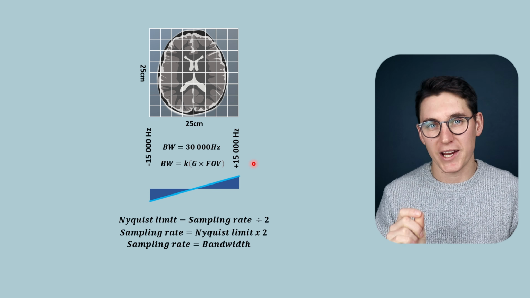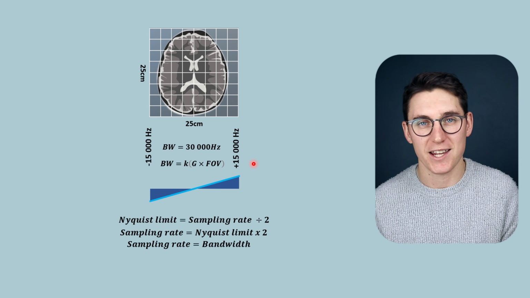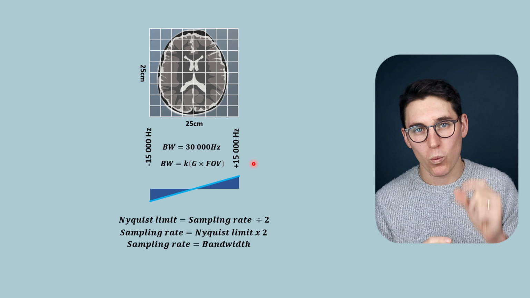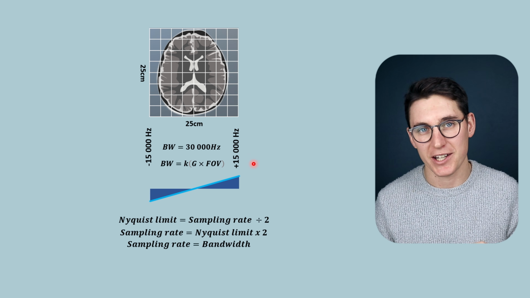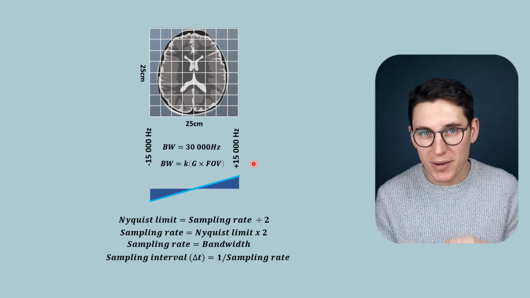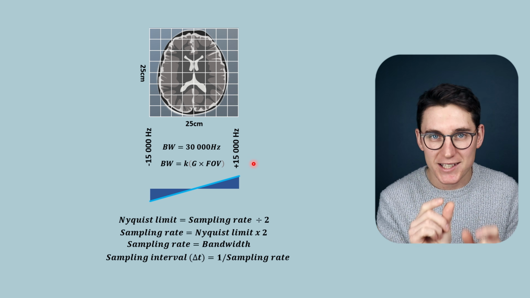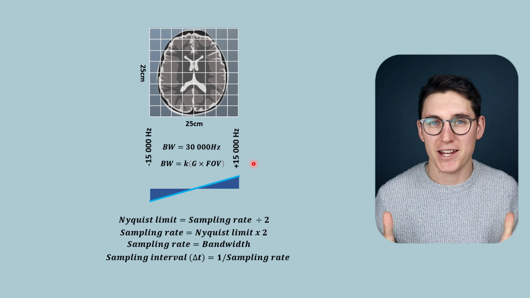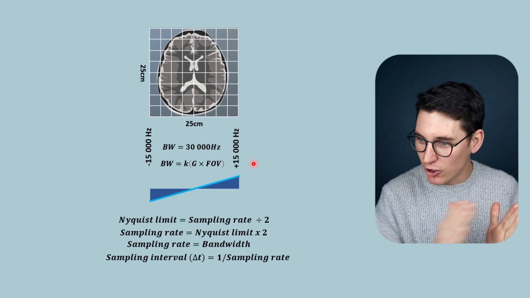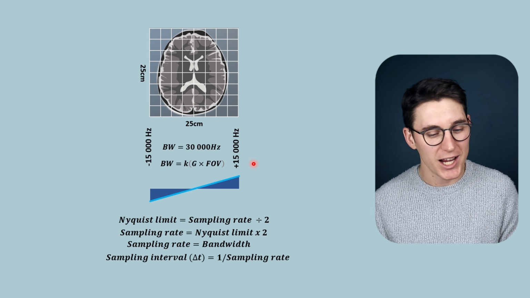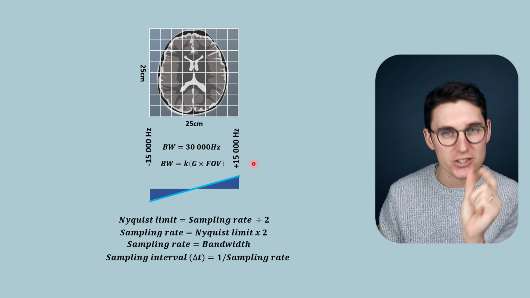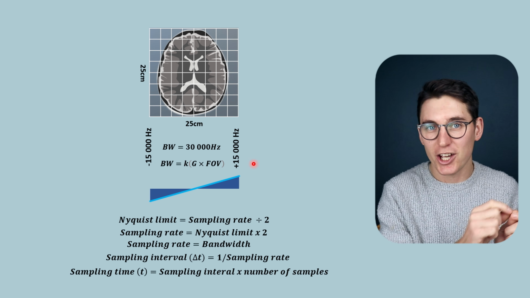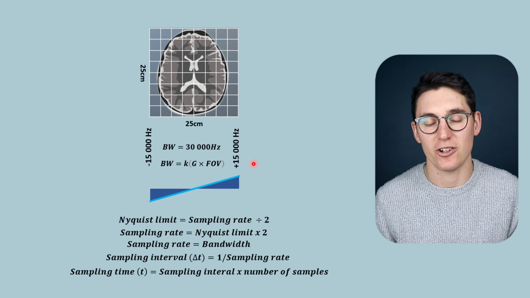Now that we know our sampling rate, how many times we need to sample per second, we can work out how much time we have for each one of those samples. If we take 1 second and divide it by our sampling rate, we'll get what's known as the sampling interval, the amount of time we have for each one of those data acquisition points within our sample acquisition. Now we also have selected a matrix, so we know how many pixels we need along the x-axis of our image. So if we multiply our sampling interval, the time it takes to take one sample, by the number of pixels that we need, we'll get the total amount of time that it's going to take to sample the image within the frequency encoding gradient.